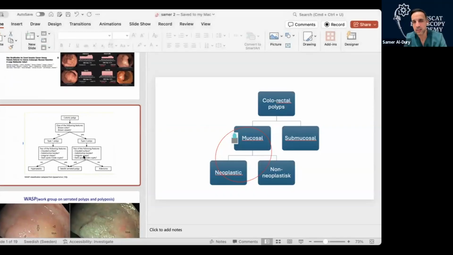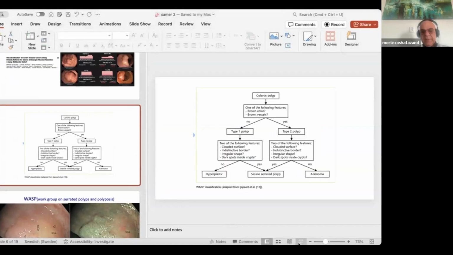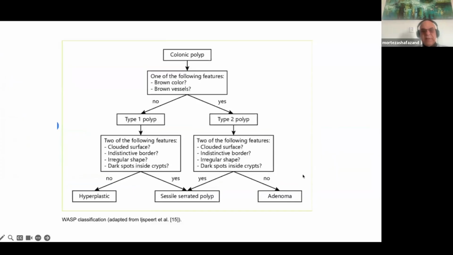Do you see my screen? Yes, I see your screen. Okay, then you see here, this is actually the WASP. When you look at the lesion, we call it type 1 or type 2, if it's brown color or brown vessels or what you see. So as you mentioned, it's a cloudy surface.